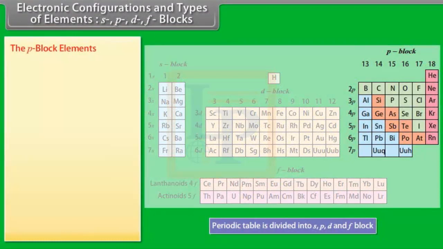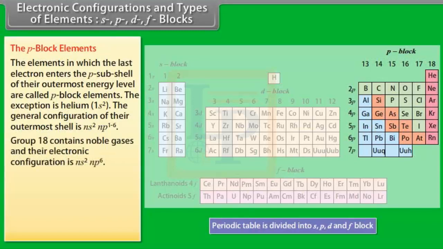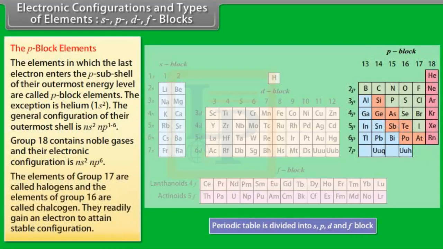The P block elements. The elements in which the last electron enters the P subshell of their outermost energy level are called P block elements. The exception is helium. The general configuration of their outermost shell is... Group 18 contains noble gases and their electronic configuration is... The elements of group 17 are called halogens and the elements of group 16 are called chalcogens. They readily gain an electron to attain stable configuration.